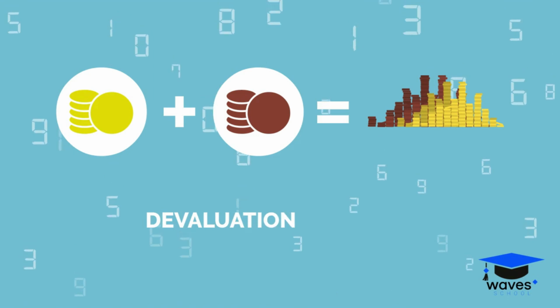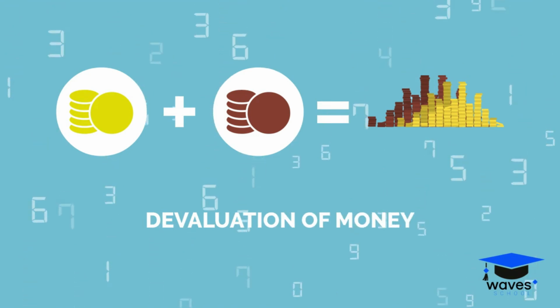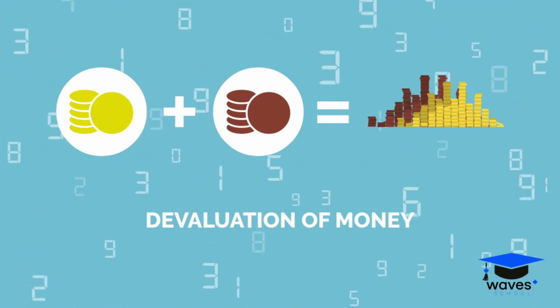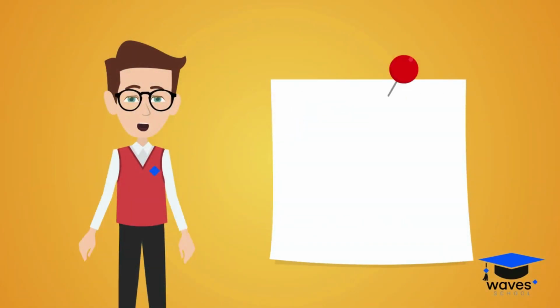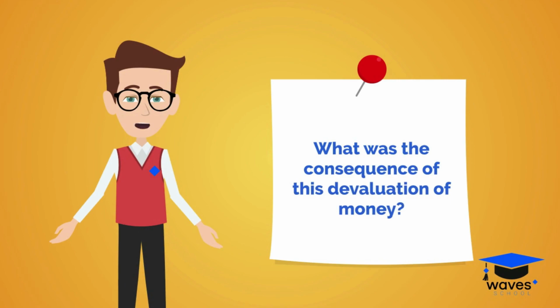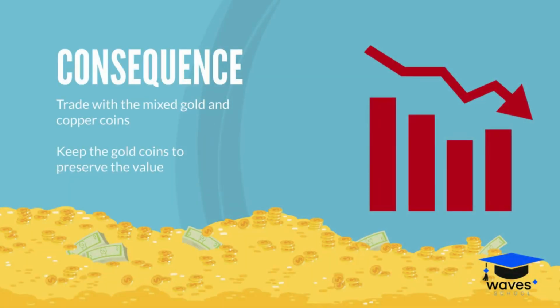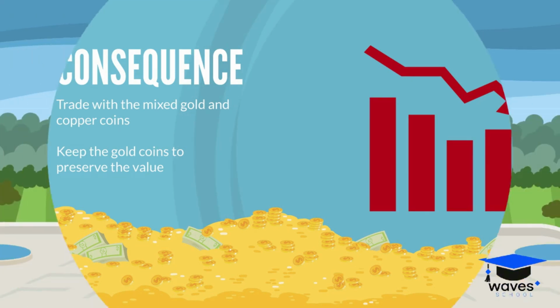This way, the currency began to devaluate, as they were not really gold coins anymore, but smaller gold portions mixed with other metals that were less valuable. What was the consequence of this devaluation of money? As a consequence of that loss of value, people only traded with the mixed gold and copper coins, keeping the gold coins to preserve the value.